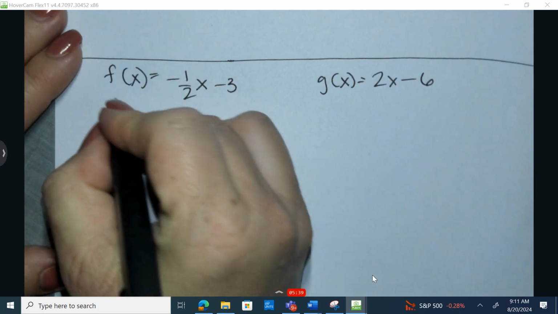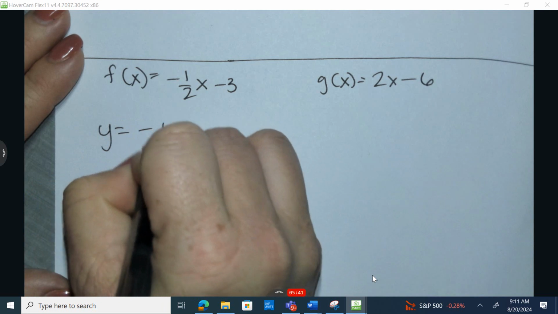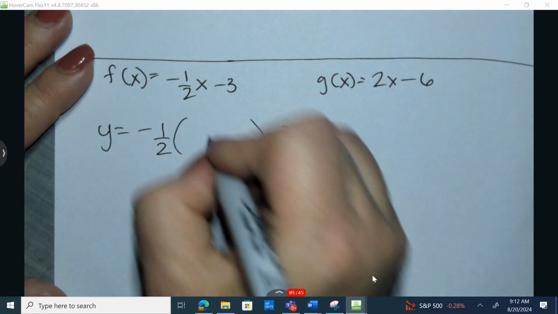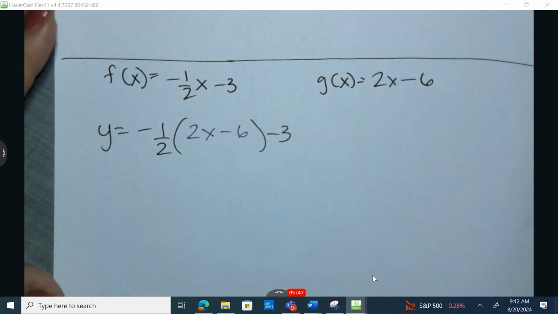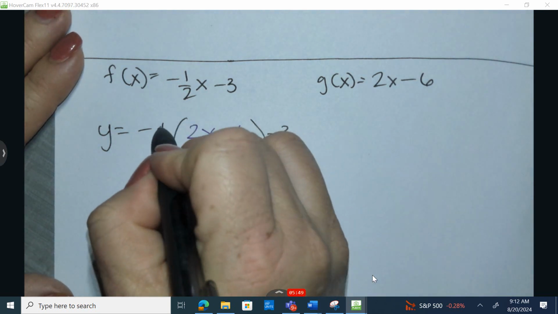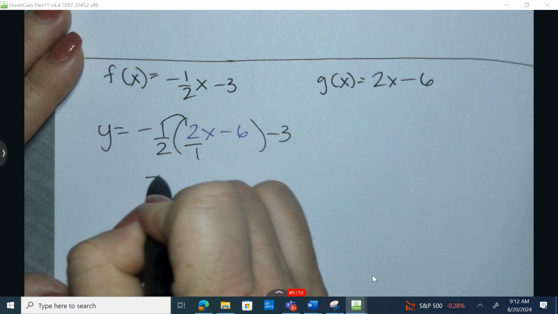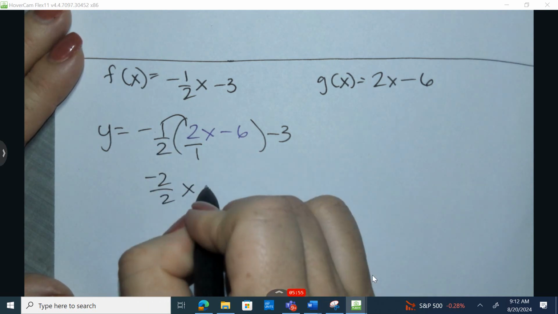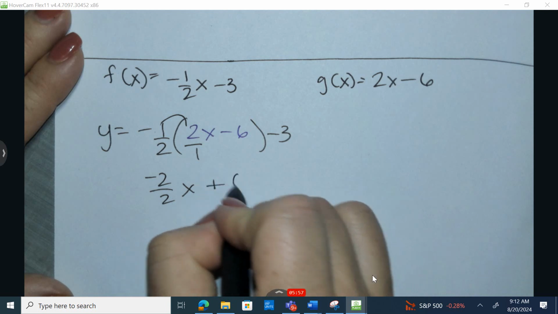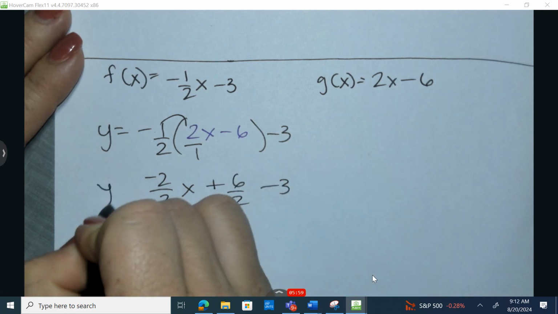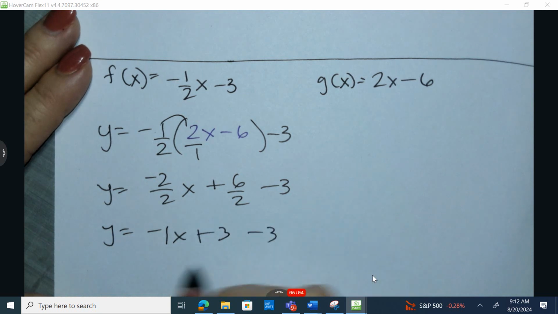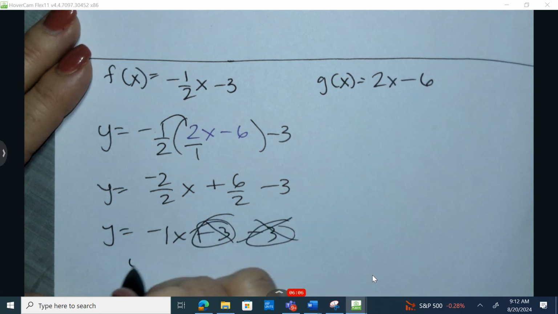Let's try the next one. Okay, I'm going to start here. Y equals negative 1 half, leave a space. Then in this area, I write down 2x minus 6. And here we go. Negative 1 times 2 is negative 2. 2 times 1 is 2. Negative 1 times 6 is positive 6 over 2. Okay, keep going. Y equals negative 1x plus 3 minus 3. Additive inverses, they cancel out.